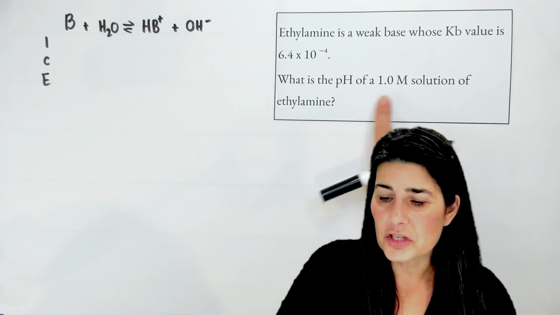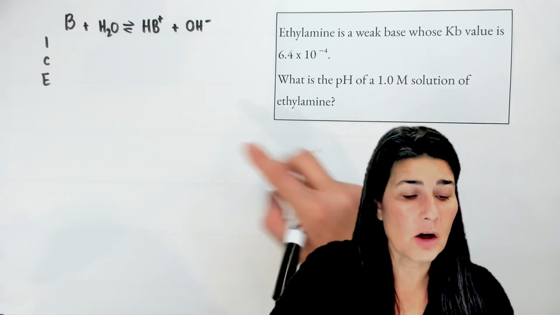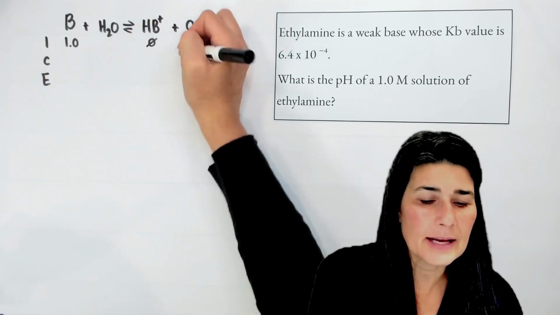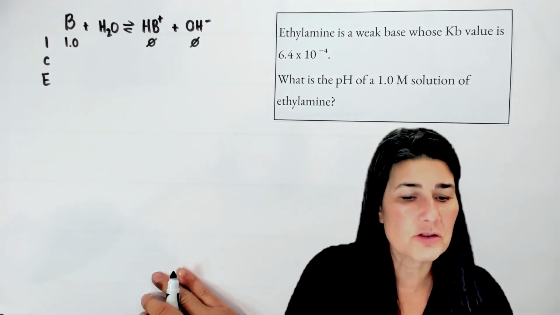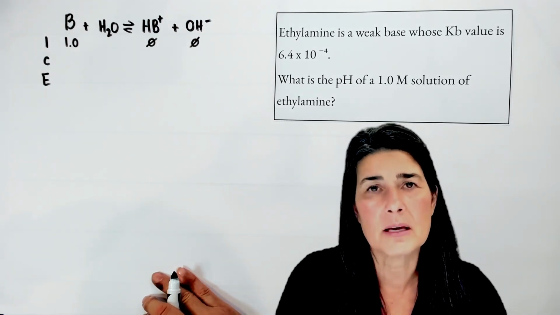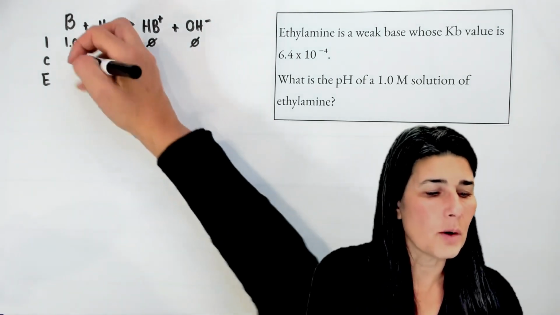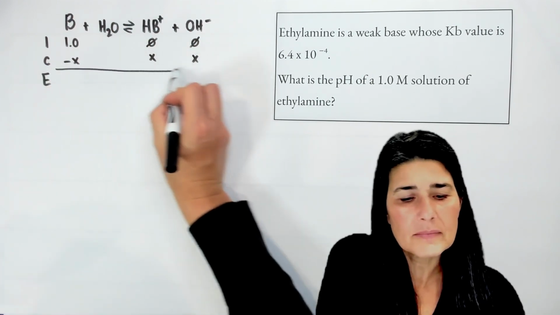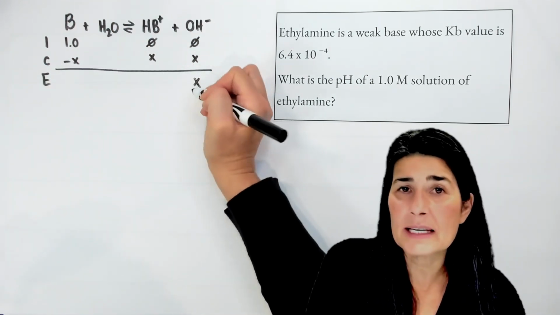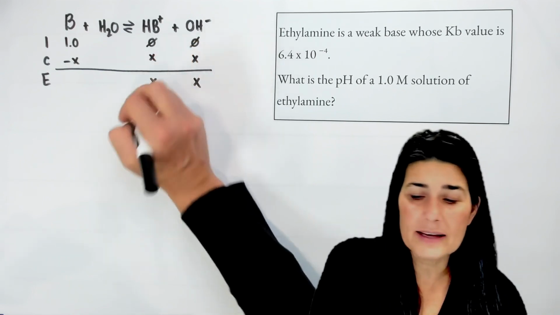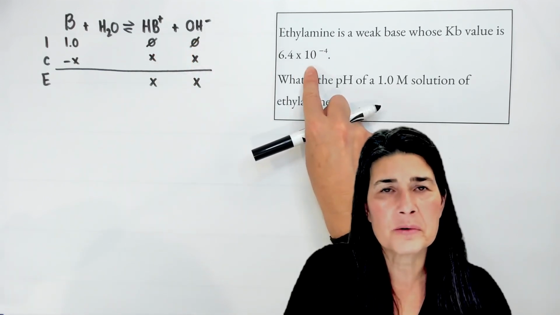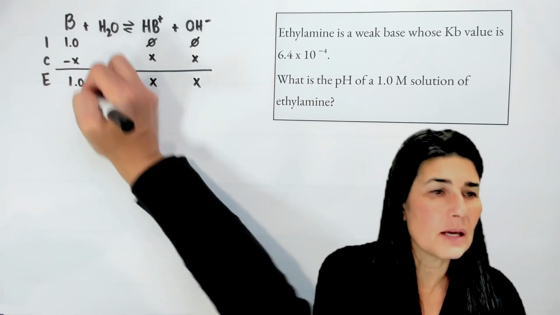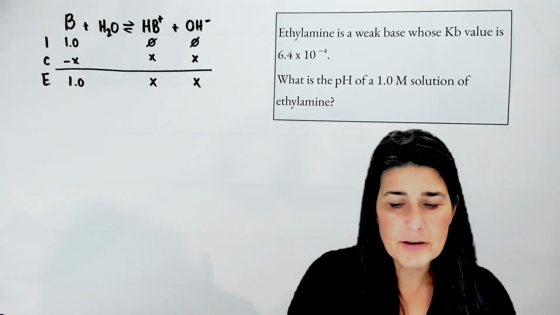The initial concentration of my ethylamine is 1.0 molar. We don't have any conjugate acid in there, and we don't have any significant amounts of hydroxide in there before it accepts the proton. We're going to move in the forward direction: take away X, add X, add X. At equilibrium, the OH minus is X, the HB is X, and looking at this Kb value, we're going to rule of 100 this. We're going to drop our X term, and this is simply going to be 1.0 molar. Okay, we have our equilibrium values.